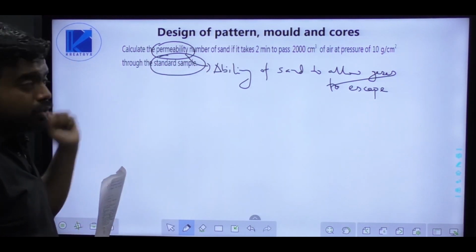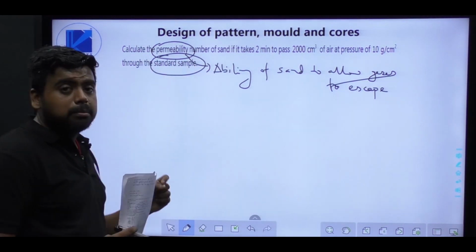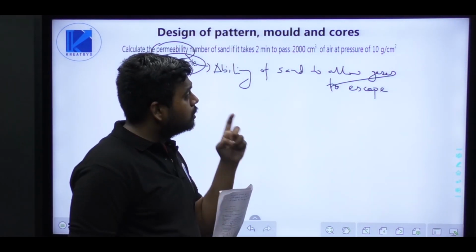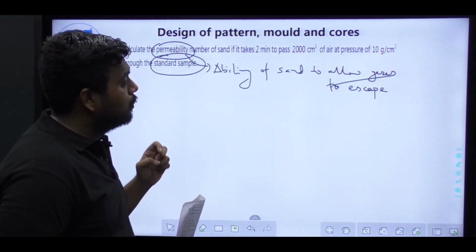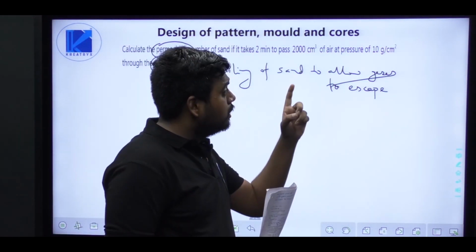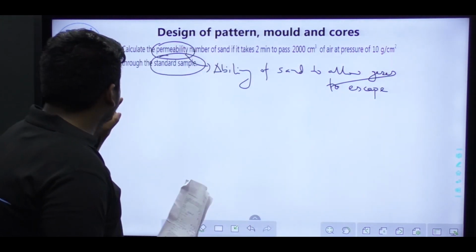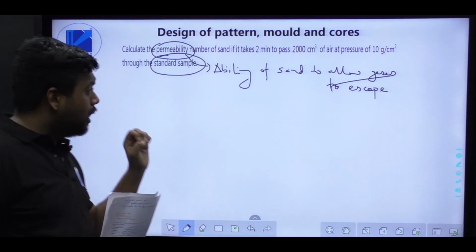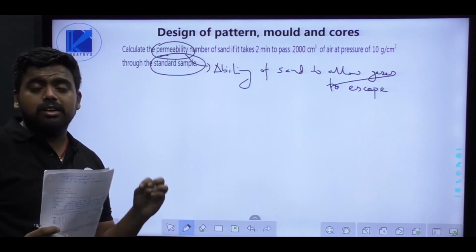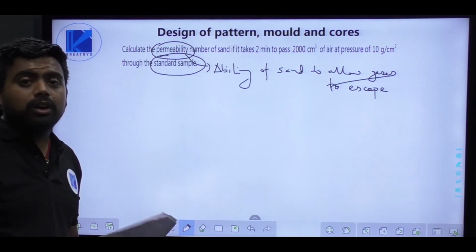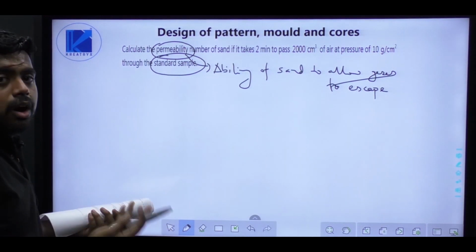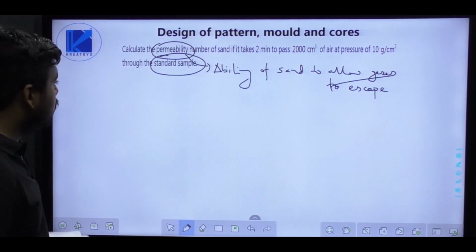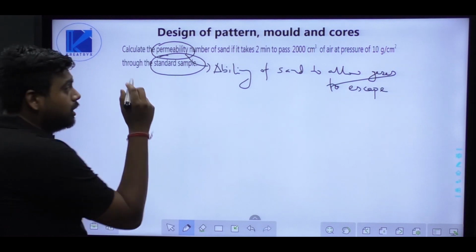See friends, the question is saying: calculate the permeability number of sand if it takes 2 minutes to pass 2000 centimeter cube of air at a pressure of 10 gram per centimeter square through the standard sample. They have given the data, but they haven't mentioned what the standard sample looks like. What is the shape? What is the structure? How do we use a standard sample in this calculation? So you have to know the standard sample.